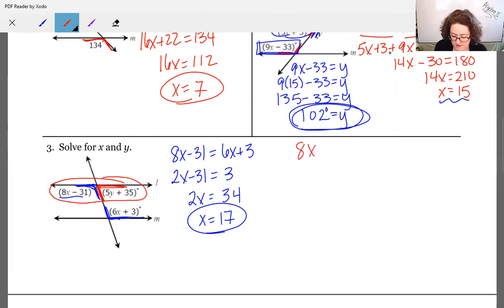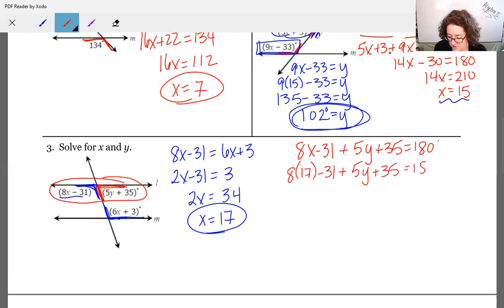So we would want to do 8x minus 31 plus 5y plus 35 equals 180. Again, this would work if I did it with the 6x plus 3 as well. And you're more than welcome to go through, check it, see if your final solution for y matches mine. See, x equals 17, so let's substitute that in. Multiply out that value, so 8 times 17 gives me a 136. And again, notice I'm not skipping steps on this one. I want to make sure I don't forget anything, don't miss any signs. Again, that's a 3.